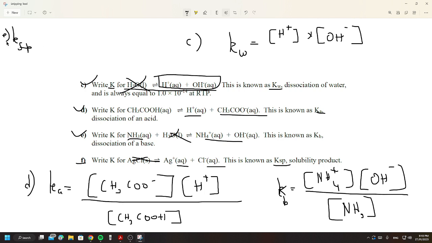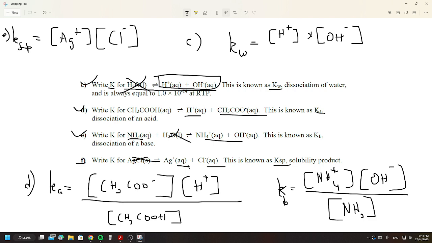KSP, this is part E. KSP is going to be equal to the concentration of Ag plus times Cl minus. Okay, that's it for this question.